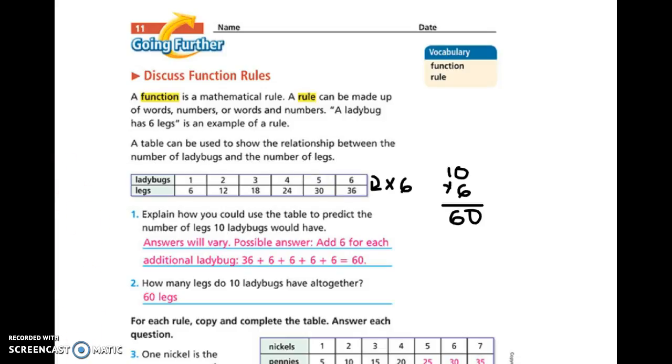So today we talked about our sixes and some strategies we can use to memorize our sixes times tables, and then we also talked about an introduction to a function table and rules.